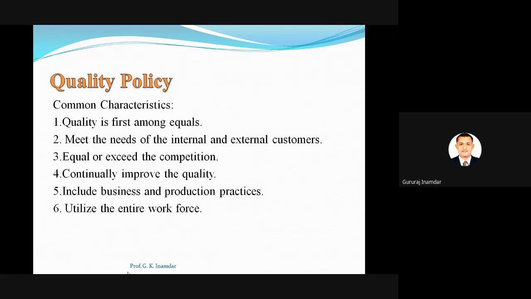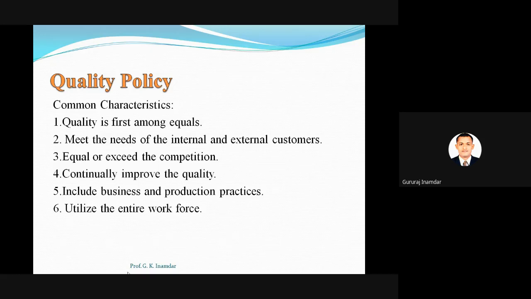Equal or exceed the competition. The quality policy will follow the principle of equal or exceed the competition. If you have to stay in the competition, you have to give equal quality or extra quality, or exceed that quality, and then generally your product will stay in the market. Is it right? So, continually improve. Improvement is continually required. We have already discussed that point a number of times.